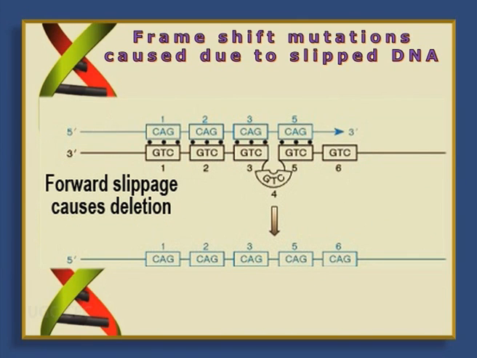Similarly, when the forward slippage is occurring, then what will happen? It will cause deletion of bases, and as a result, there is change in the sequence of amino acids, and as a result, there is a change in the nature of protein. So, we can see that the direct repeats can cause frame shift mutation, which will lead to disease.